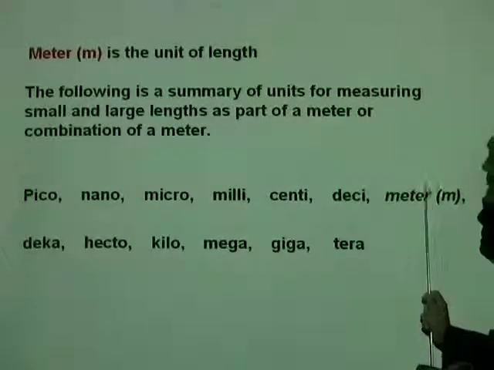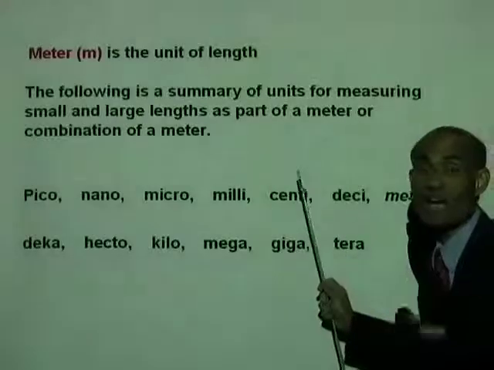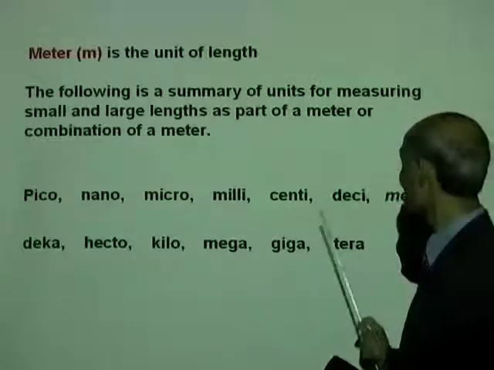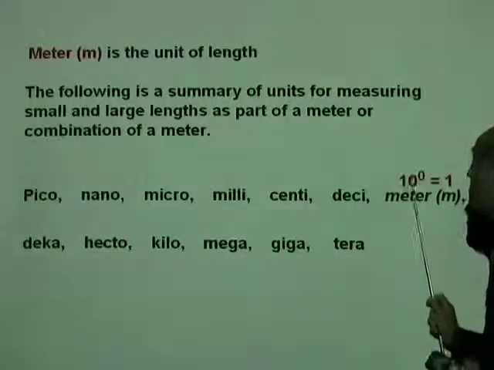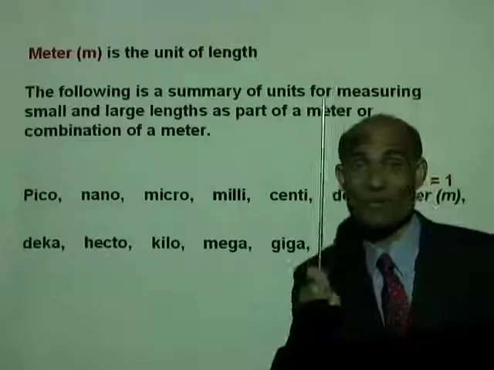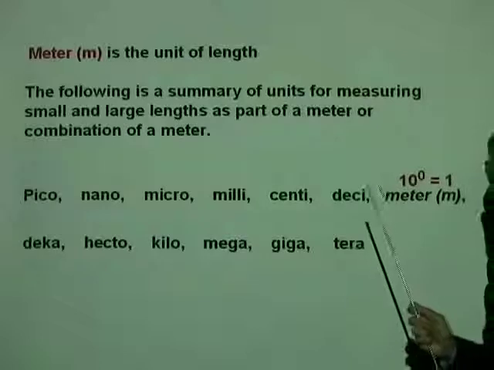And now, I'm going to take you to the left. To the left of the meter, we have units that are used in measuring small distances. And I'm going to say meter is 1 unit. Is that right? 1 unit. And I wrote it 10 to the power of 0.